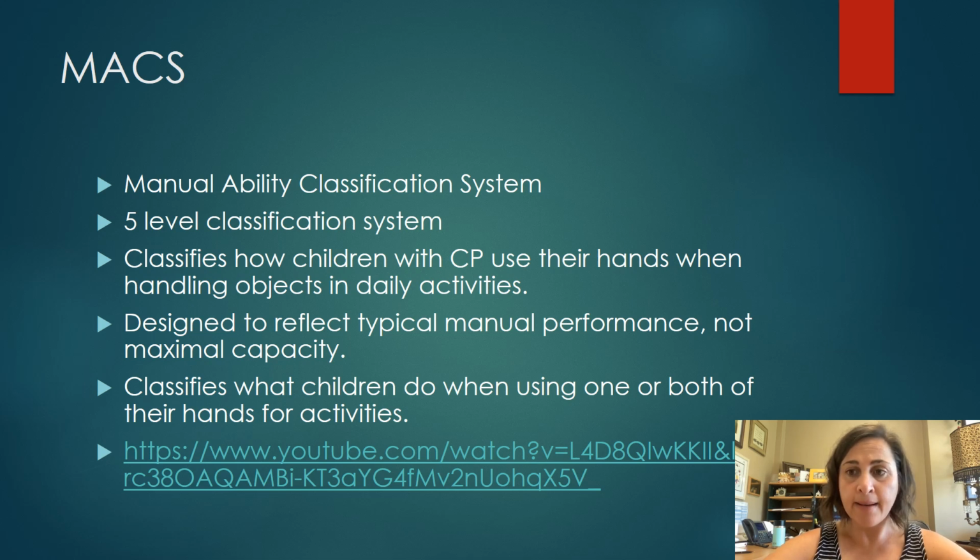The next classification system that we use is called the MACS, or the Manual Ability Classification System, which has been developed to classify how children with CP use their hands when handling objects in daily activities. The classification is designed to reflect the child's typical manual performance, not the child's maximal capacity. It classifies what children do when using one or both of their hands for activities, rather than assessing and classifying each hand separately.